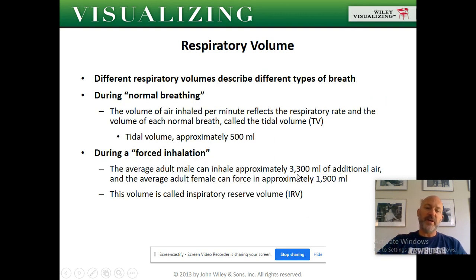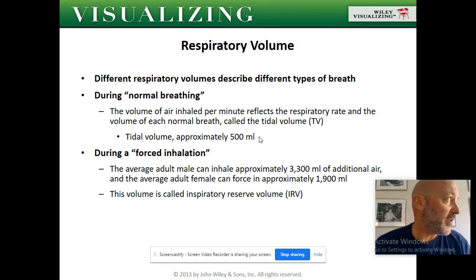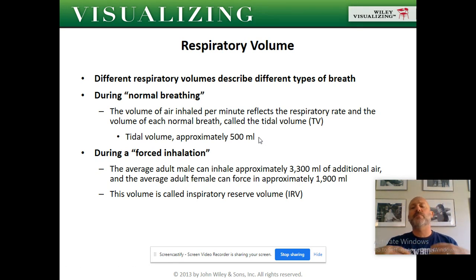We could measure the volume of our breath during normal breathing. This is called tidal volume. 500 milliliters of air is a typical volume for normal breathing, or forced inhalation.